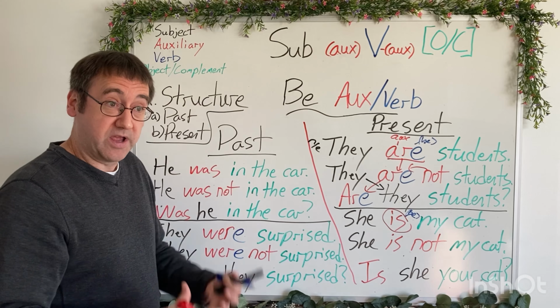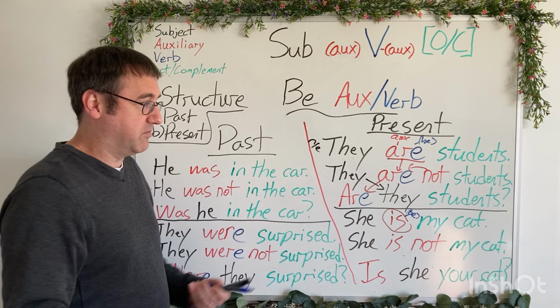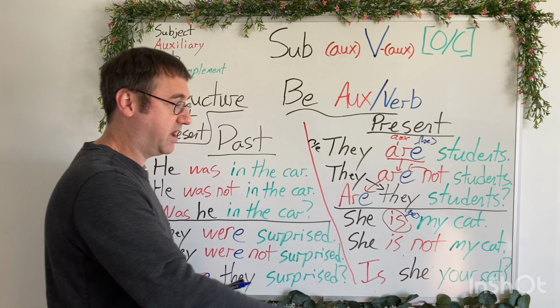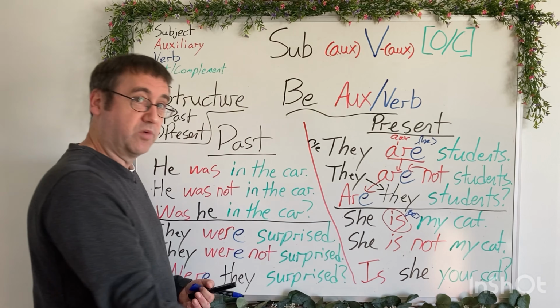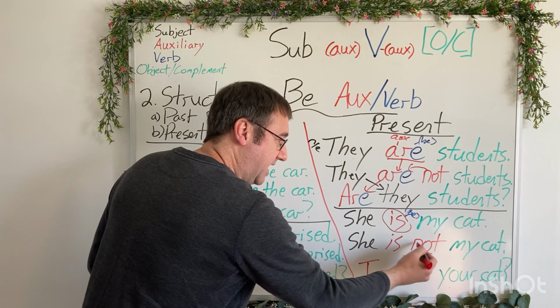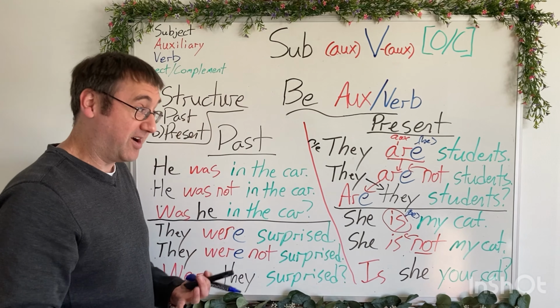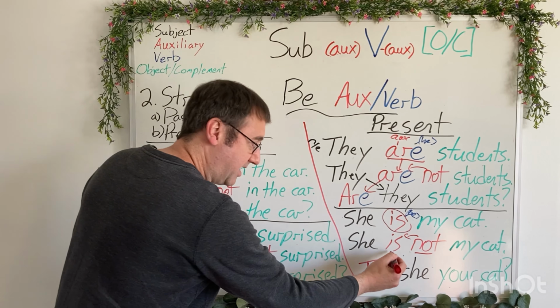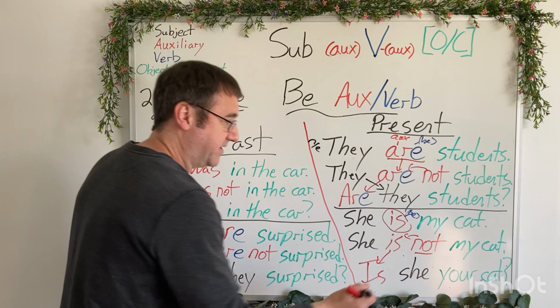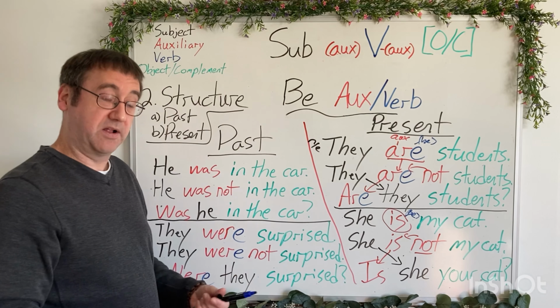Truth about life now for me: she is my cat, okay? So again, with the auxiliary, you want to add the negative. So she is not my cat. And then to make the question, you simply change the subject and the auxiliary.